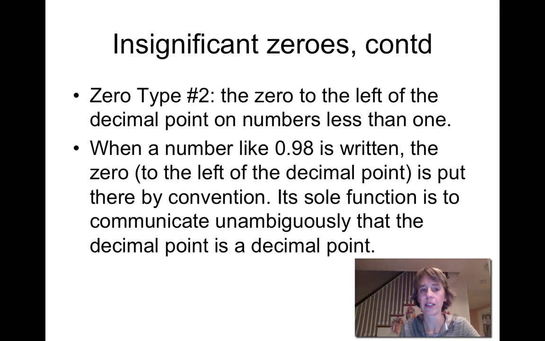This one, the second type of insignificant 0, is what I call the aesthetic 0. It's in a number like 0.98, when we've got a number less than 1, just this very first 0 is not significant. So this would have 2 significant figures. Really, it's only there to show that the decimal point is a decimal point and not a little mark on your paper or on your screen.